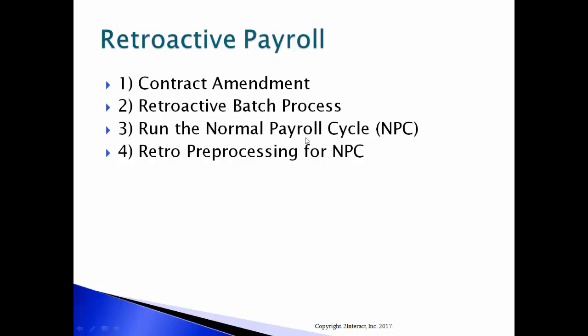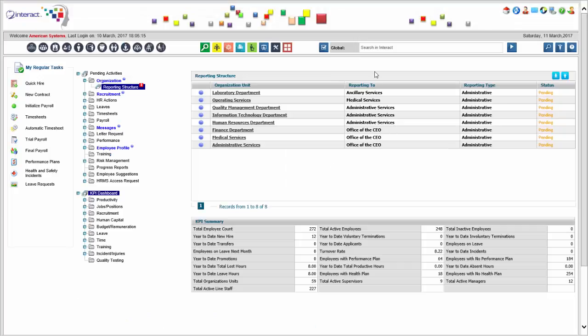Third is you're going to run the normal payroll cycle, at which time it will already take into account the new amendment that will affect the current pay period. And fourth is you're going to add in the previous pay period impact that results from the contract amendment. Let me show you how this works in a few simple steps.